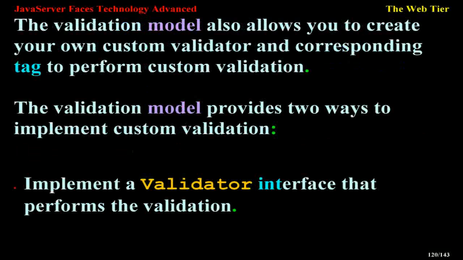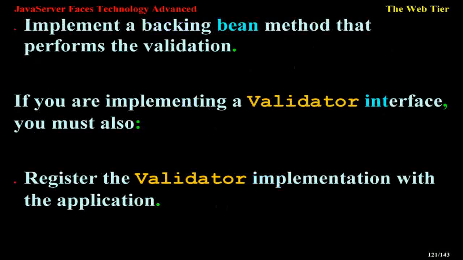The validation model also allows you to create your own custom validator and corresponding tag to perform custom validation. The validation model provides two ways to implement custom validation. Implement a validator interface that performs the validation. Or implement a backing bean method that performs the validation.